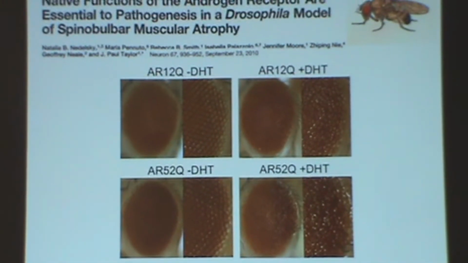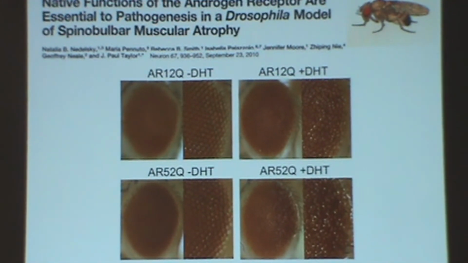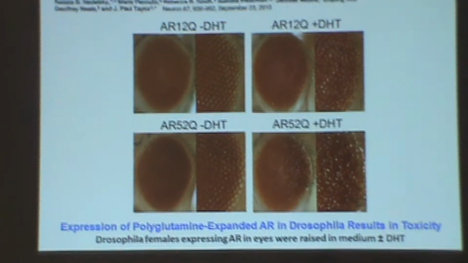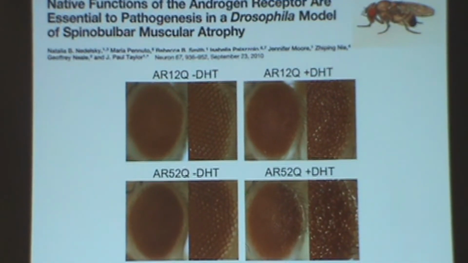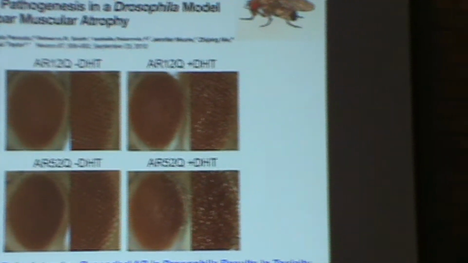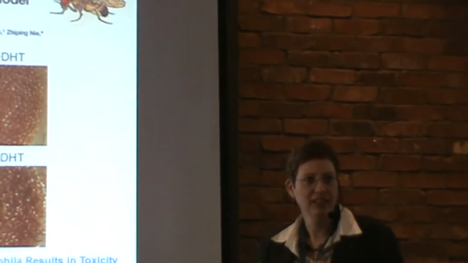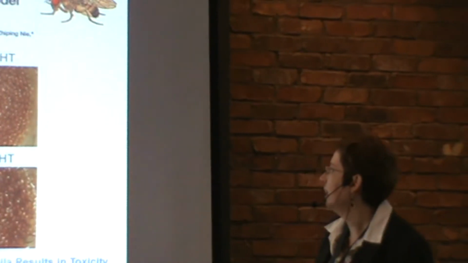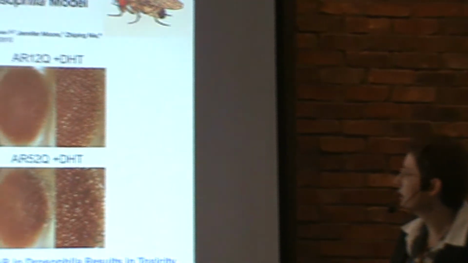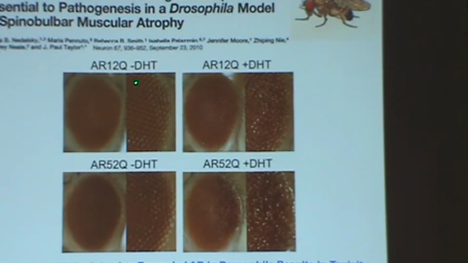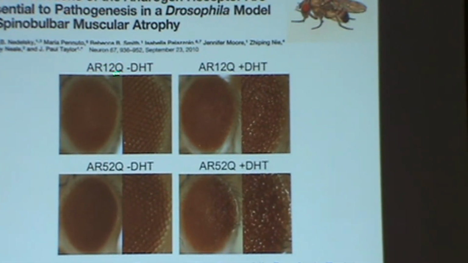They don't live very long. I think it's about a 2-week life cycle. They're relatively cheap to grow up, and you can look at them easily in several different ways. In this case, the flies with the androgen receptor with 12 glutamines or 52 glutamines were compared. Either they were fed nothing or dihydrotestosterone.